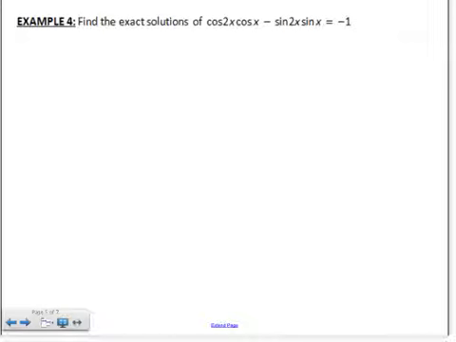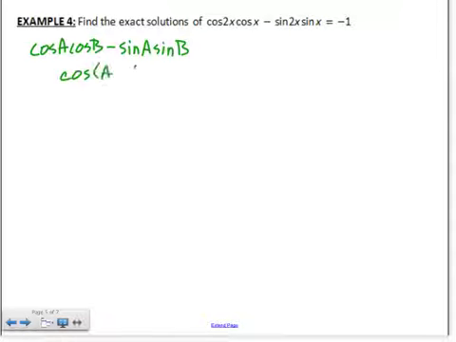Okay, so the next one is we are going to find the exact solutions of cosine of 2x, cosine of x, minus sine of 2x, sine of x equals -1. That looks like cosine A, cosine B, minus sine A, sine B, and that's cosine, cosine, sine, sine, and that would be the cosine of A plus B, and cosine changes that sign. So that would be that identity. Yep. So you have to know these backwards, forwards, front ways and back ways.